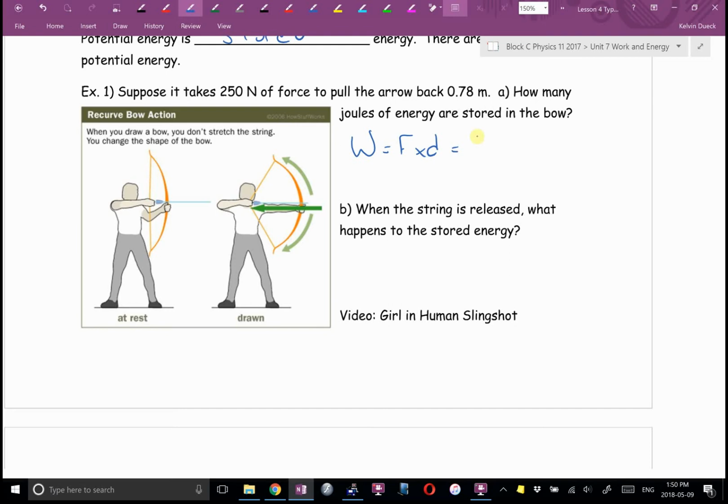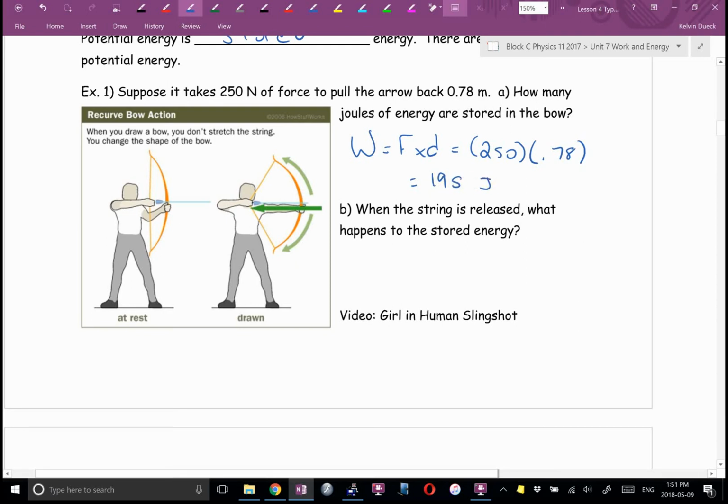What was it? And how much distance did we pull it back? How many joules of energy are now stored in the bow? How much work did we do? 195 joules. Where did that energy come from?